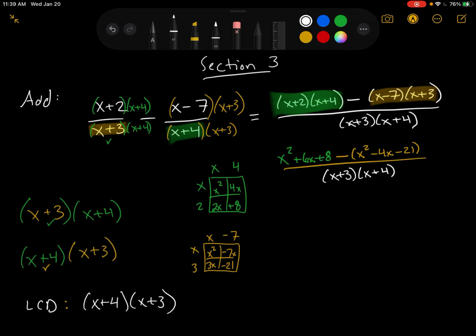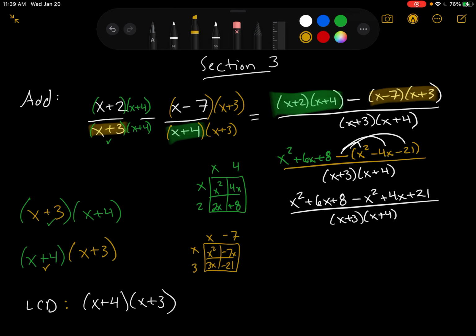The reason why I did subtraction is because it's really easy to forget that we do need to distribute this negative term into all 3 of those. So what we're left with here is x squared, 6x, and 8. But now it's minus x squared plus 4x plus 21. And again, still that same denominator. This will allow us to combine some of our like terms. So x squareds go together. We have our x terms, and then finally, we have our numbers.